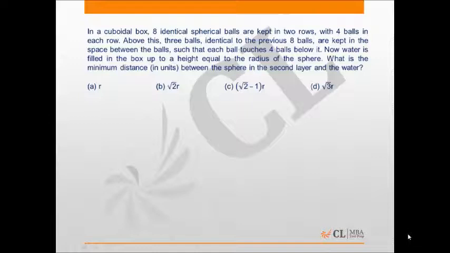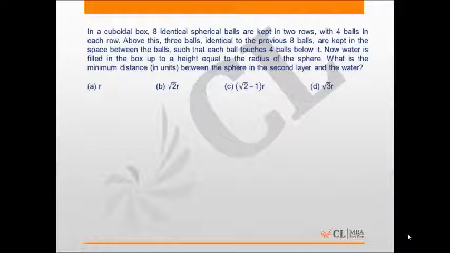In a cuboidal box, 8 identical spherical balls are kept in 2 rows with 4 balls in each row. Above these, 3 balls identical to the previous 8 balls are kept in the space between the balls such that each ball touches 4 balls below it. Now water is filled in the box up to the height equal to the radius of the sphere. What is the minimum distance between the sphere in the second layer and the water?